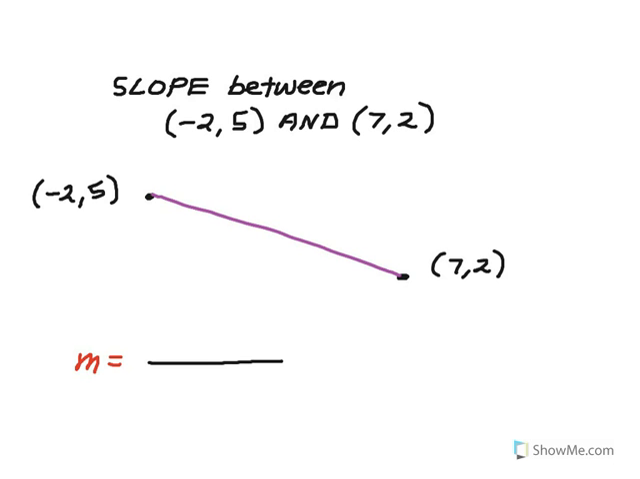So using the formula, I could take the change in y coordinates, and let's just go left to right and subtract 5 minus 2 over, and then we would again have to subtract from left to right, so negative 2 minus 7. So we would get 5 minus 2 is 3, and negative 2 minus 7 is negative 9. And this would be a slope of negative 1/3.